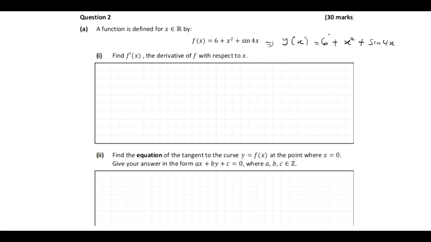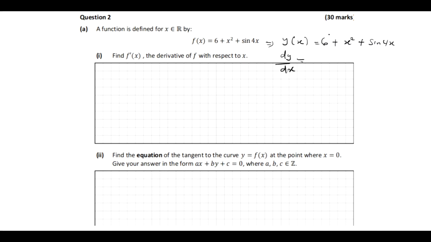The function is just a variable y that is depending on x. If we wanted to differentiate this kind of function, it means that we are defining how y is changing with respect to x. Because it's made up of individual terms like 6 plus x squared plus sine 4x, we solve it individually. We differentiate each individual term and then we add them together. This term here is called a constant, this one is called a power function, and this one is called a trig function.